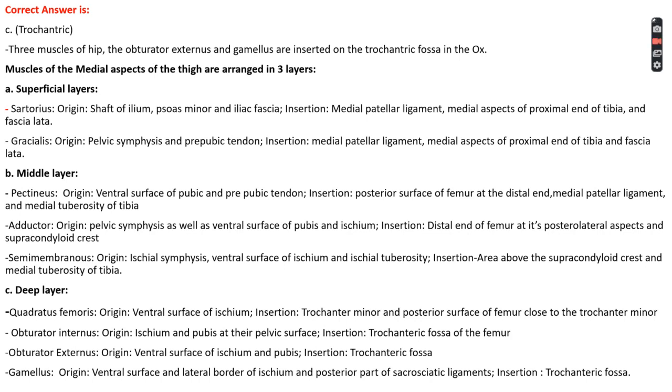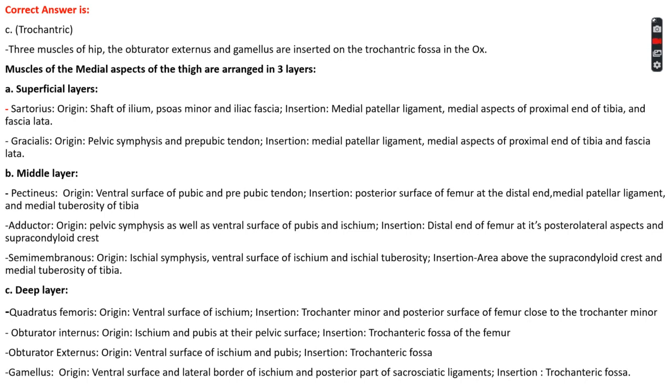Okay. And if we see the middle layer of the thigh muscles, then we find three types of muscles: the pectineus muscle, the adductor muscle, and the semimembranosus. Okay, the origin of the pectineus muscle is the ventral surface of the pubis and the prepubic tendon, and the insertion of this pectineus muscle is the posterior surface of the femur at the distal end, the medial patellar ligament, and the medial tuberosity of tibia.